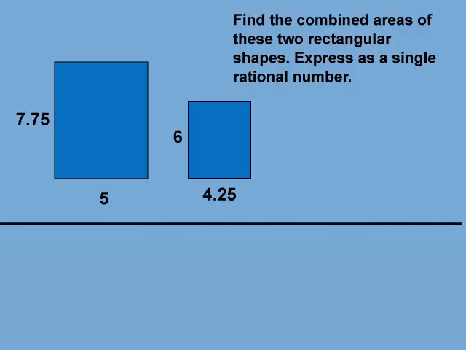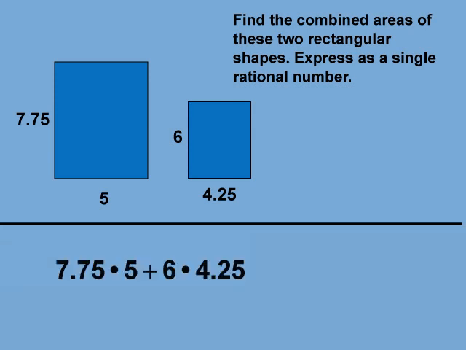Find the combined areas of these two rectangular shapes. Express as a single rational number. To find the area of a rectangle, multiply the length and width. To find the combined areas of these two rectangles, simplify this expression.